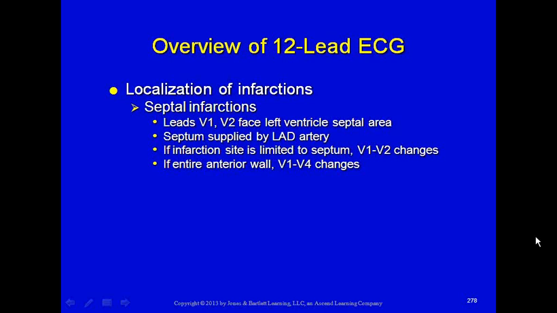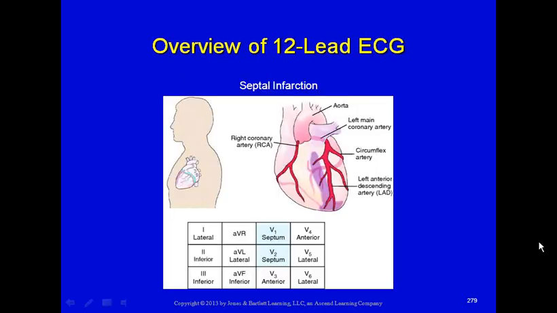But if the entire anterior wall is involved, then you're going to see elevated ST segments in V1 through V4. So the septum is V1 and V2. So we would look for elevated ST segments in V1 and V2 to indicate a septal MI. And the importance of knowing that it's a septal infarct is that the AV node lies in the septum, and so septal infarcts are associated with heart blocks.